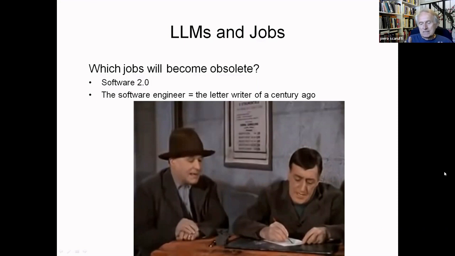And this is a still from an old Italian movie where the guy to the right who is writing is a letter writer. This was a job. This was a job everywhere in the world. A century ago, not many people knew how to read and write. And so there were these letter writers who would put a little table in the street and sit there and wait for a customer to come and dictate a letter. And so one wonders, will the software engineer be remembered the same way a century from now?